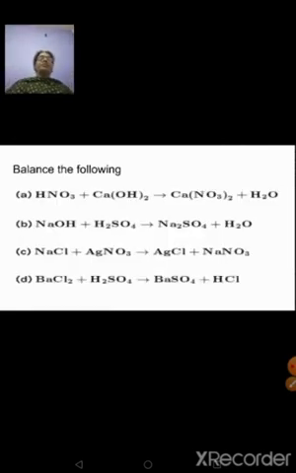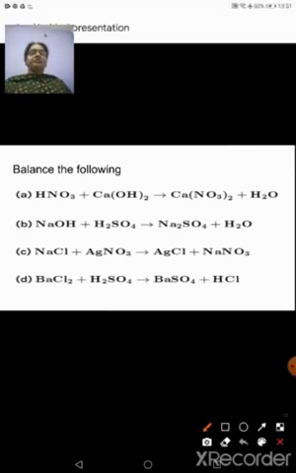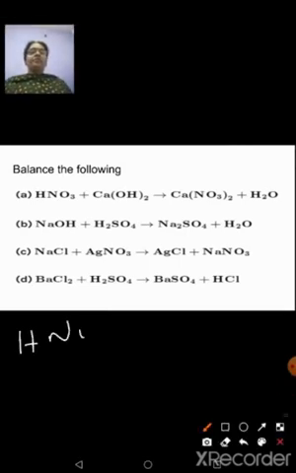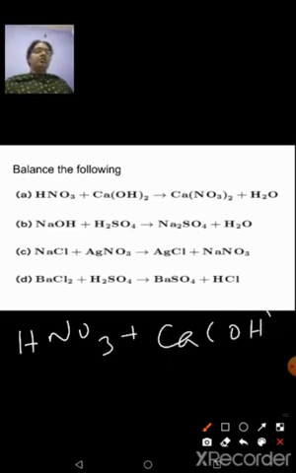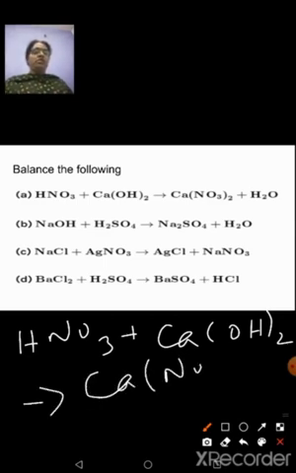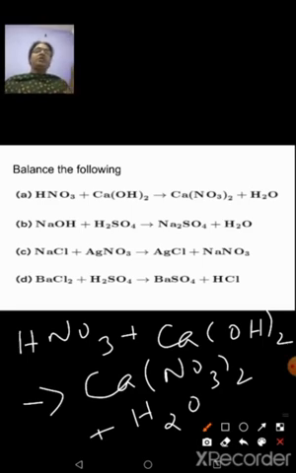Now, balance the following chemical equations. First equation given is HNO3 plus Ca(OH) twice gives Ca(NO3) twice plus H2O. So this is your HNO3 plus Ca(OH) twice on the left hand side, and Ca(NO3) twice plus H2O on your right hand side.